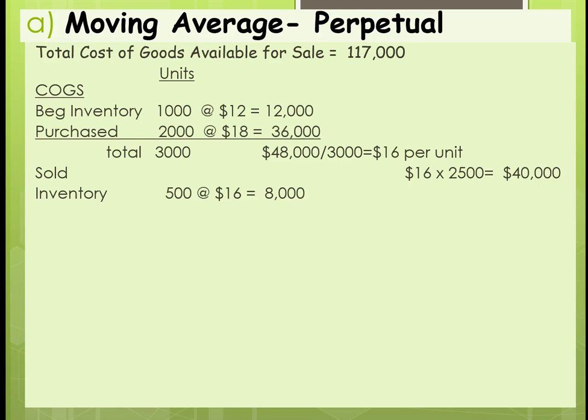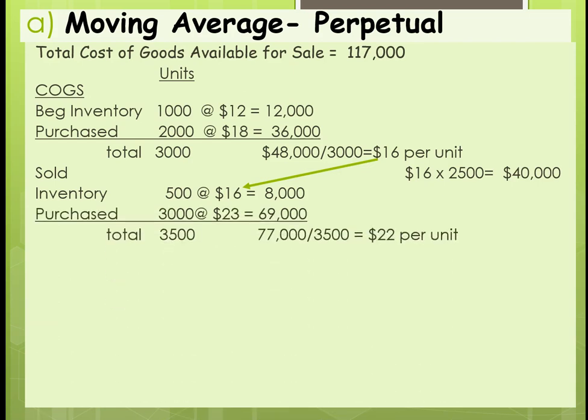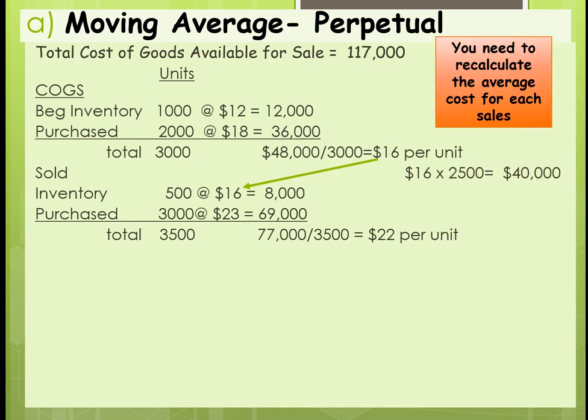Now we take 500, that's what we have left over because we sold our 2,500 and we had a total of 3,000. And now what we're going to do is add our purchases. We're going to come up with a new average, and we're going to take our 3,500 units and divide that into the $77,000, which is the value. And now we have a new average cost of $22. So remember, you have to redo it every time.